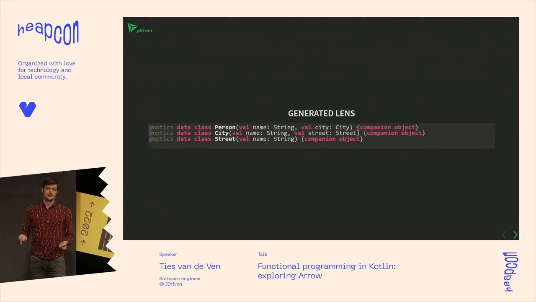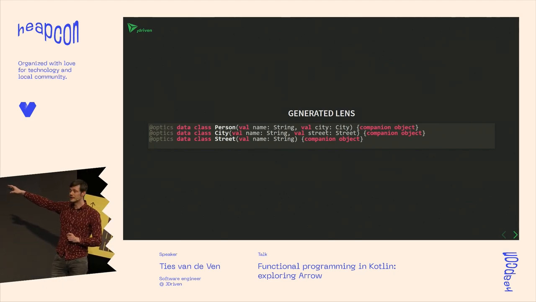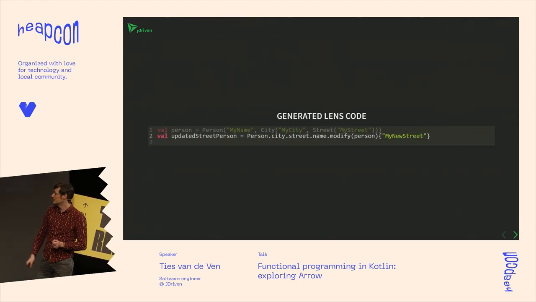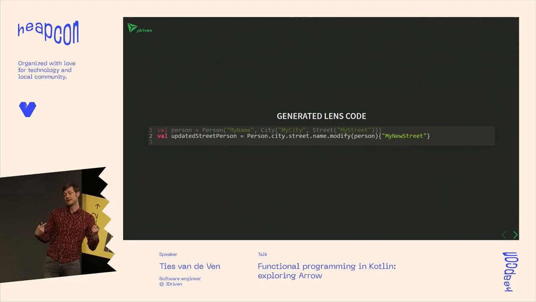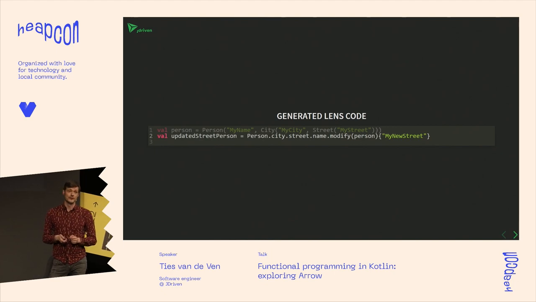Luckily, Arrow can just generate these things for you. You can just put an annotation @optics before your data class and supply a companion object. That's where the static functions and variables come in. And Arrow will just generate a lens for every property. So after Arrow has done that, we can basically just call person.city.street.name.modify and instantly change the street name. And we don't have to create all these lenses ourselves. Arrow just does this for us. So if you have an application with big nested immutable data structure and you have trouble mutating it, take a look at Arrow Optics or any optics library for the language that you are using.